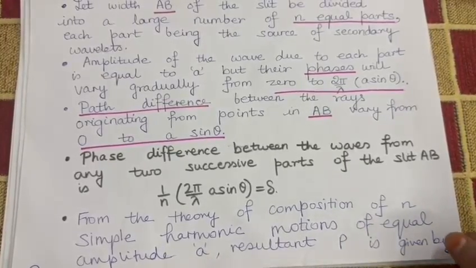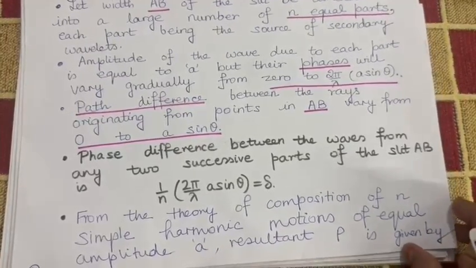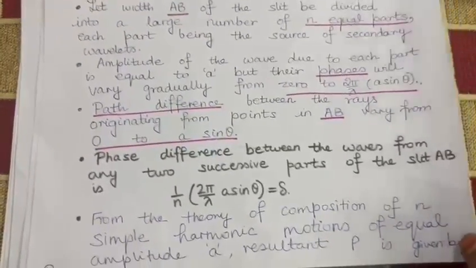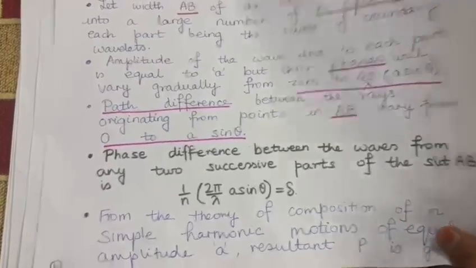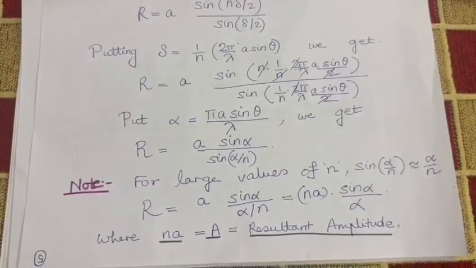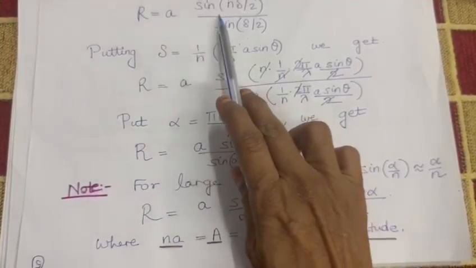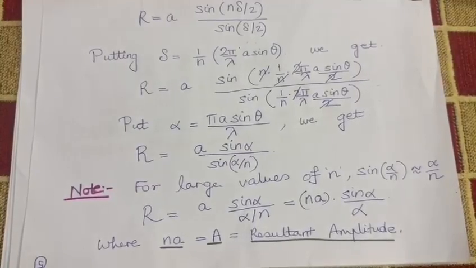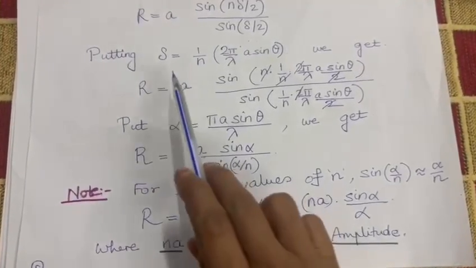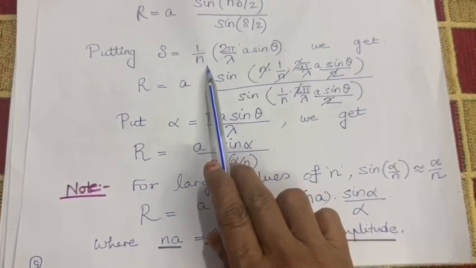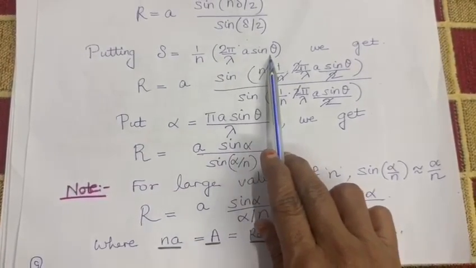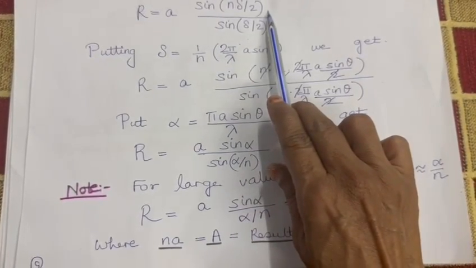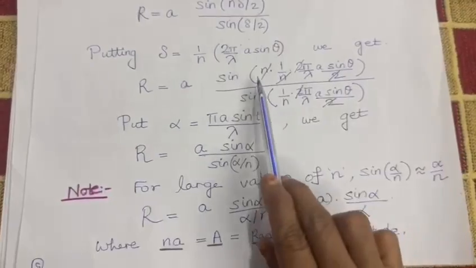So from the theory of composition of n simple harmonic motions of equal amplitude, using the formula I told you in the beginning, the resultant at P will be given by R equals A sin(n del/2) divided by sin(del/2). Now you put this del equal to 1 upon n into 2 pi by lambda a sin theta. This value of del you put in this expression for R and solve it.